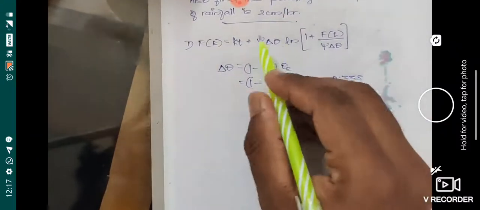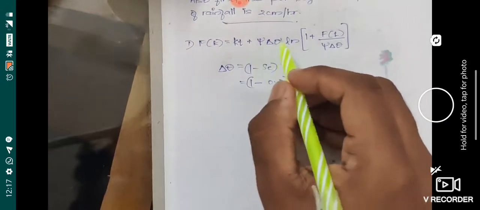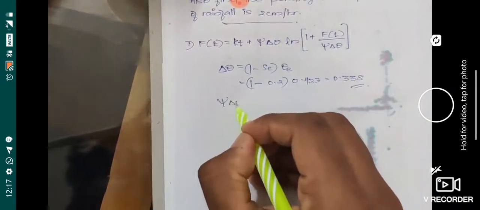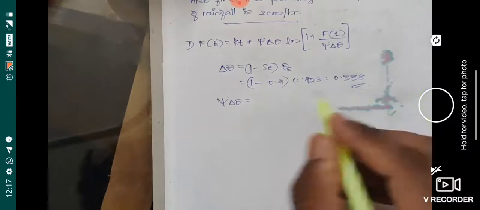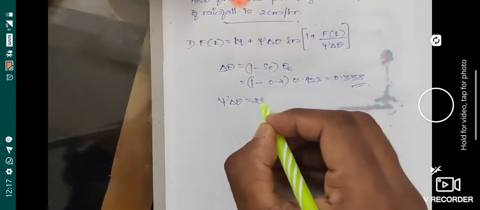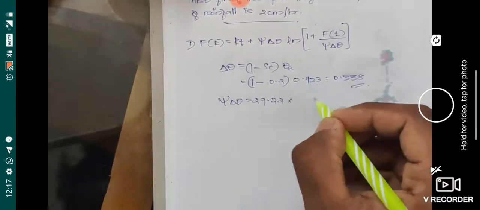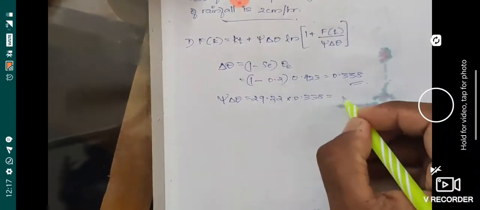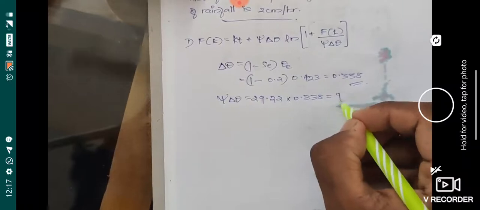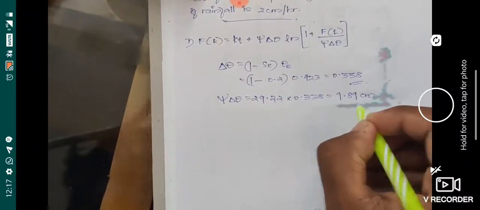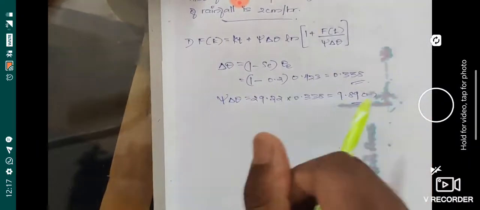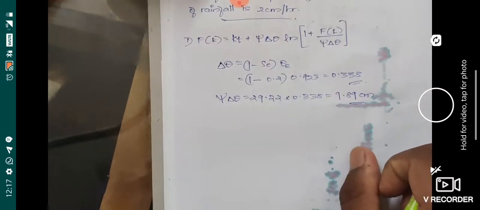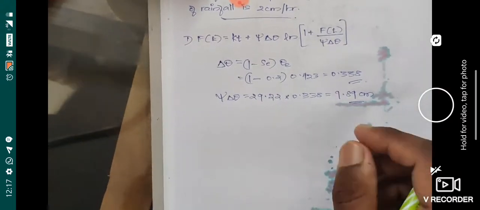Now since in every equation you have psi delta theta, it is better to find the value of psi delta theta right now itself. So psi delta theta will be equal to 29.22 multiplied by 0.338, which is equal to 9.89 centimeters. See, delta theta is the moisture deficit, a simple value without any unit.